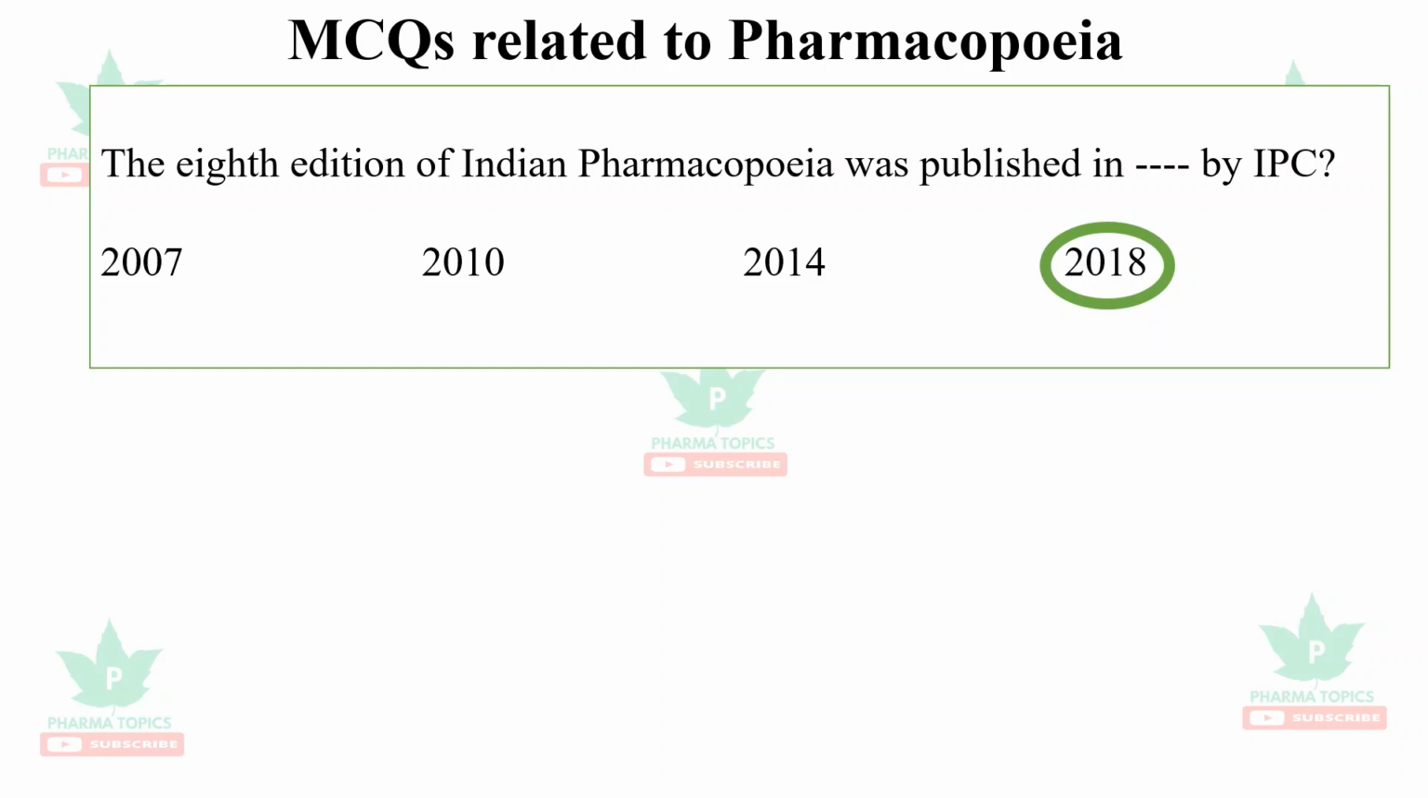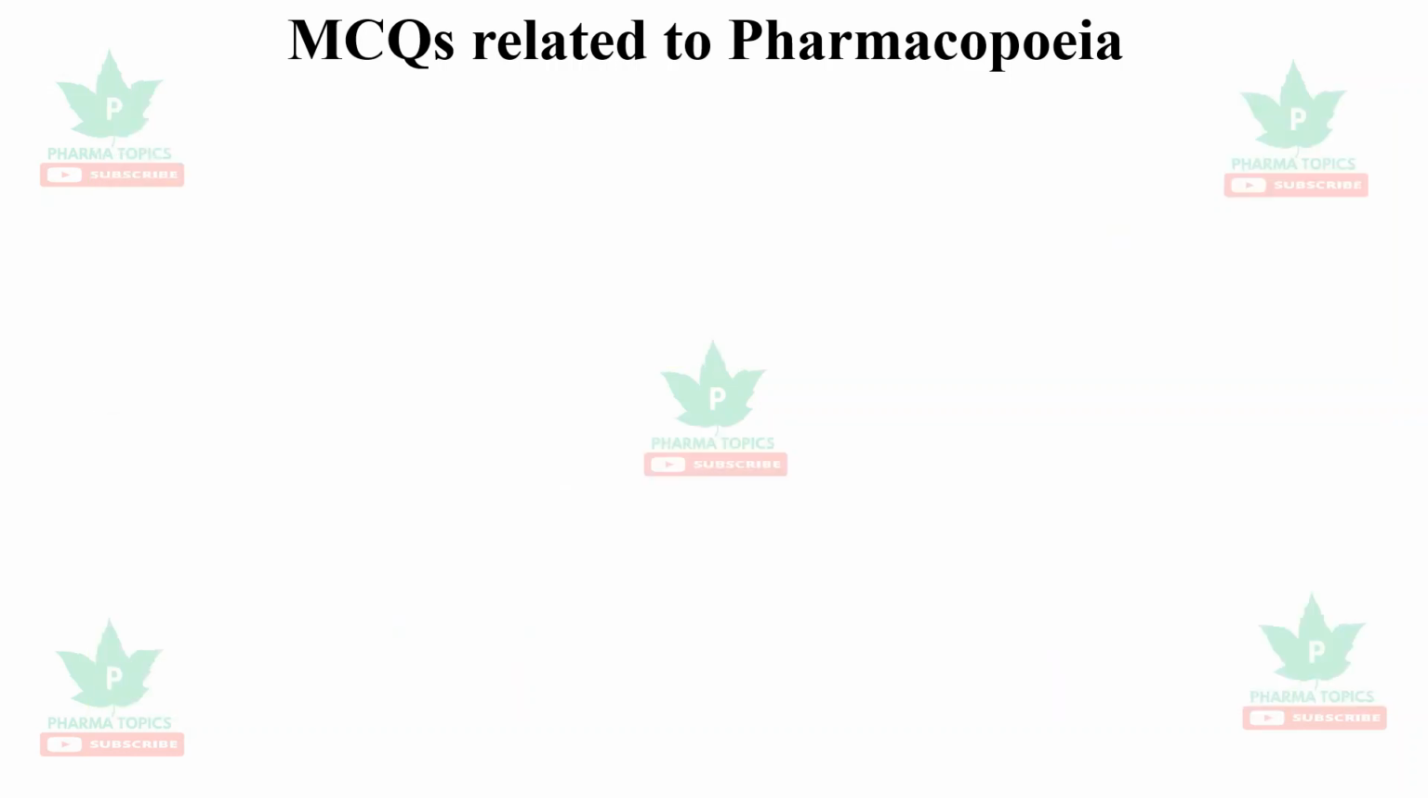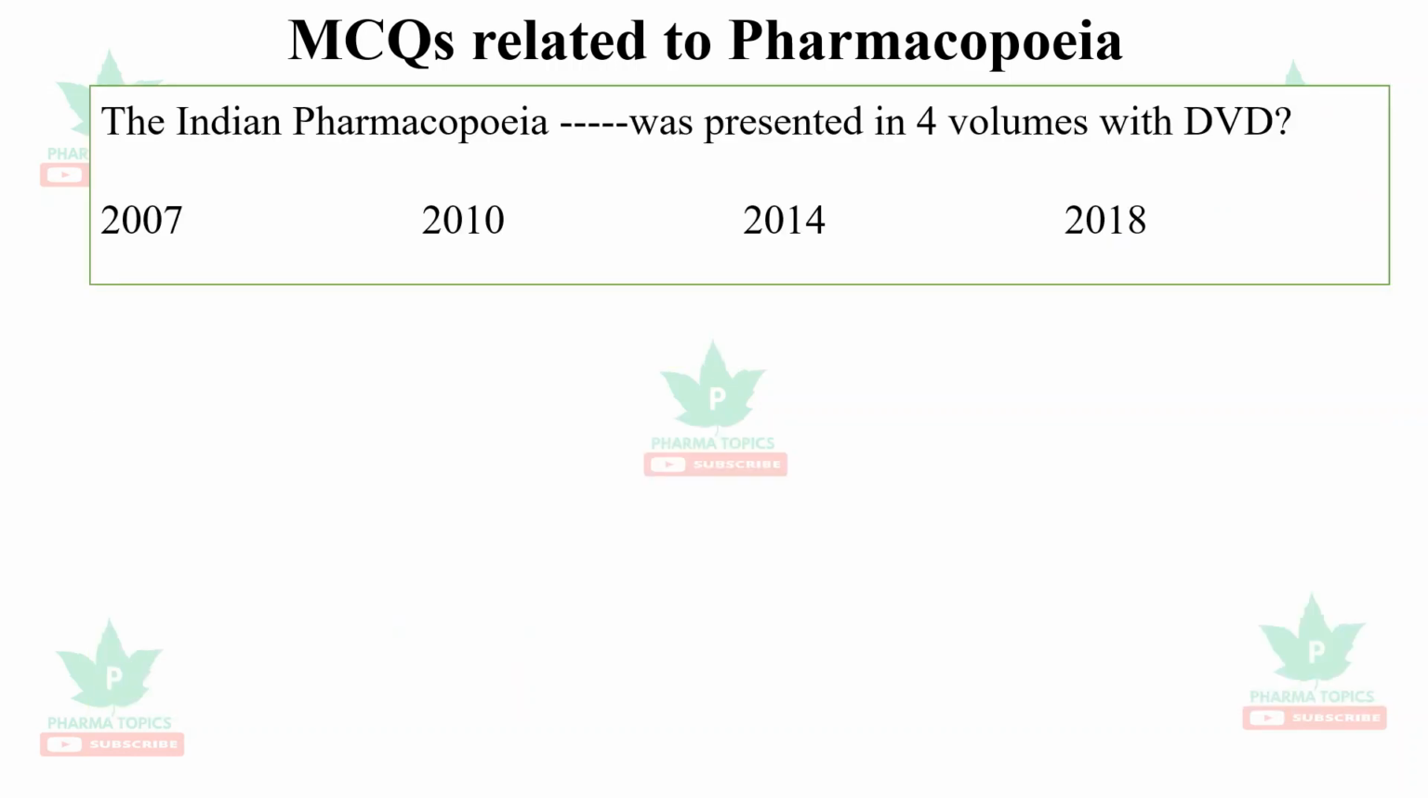It is 2018. The supplements to the 8th edition of Indian Pharmacopoeia were published in the following years: 2019 and 2021. The following Indian Pharmacopoeia was presented in 4 volumes with the DVD.